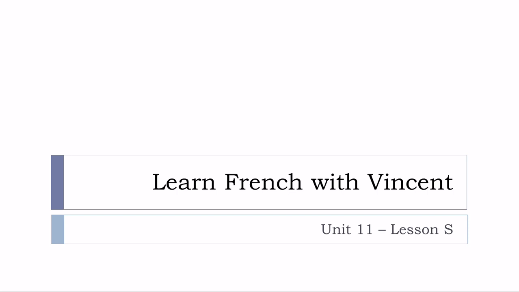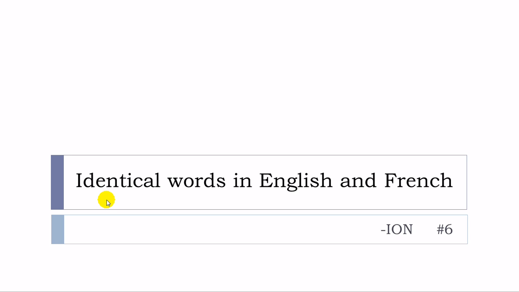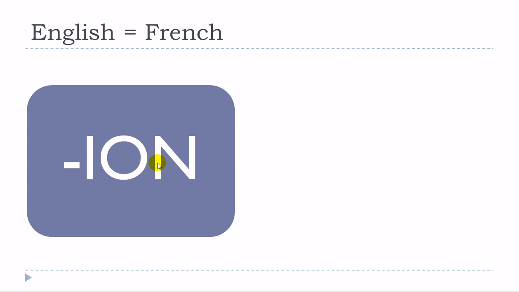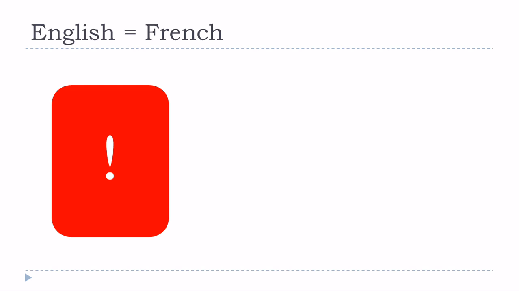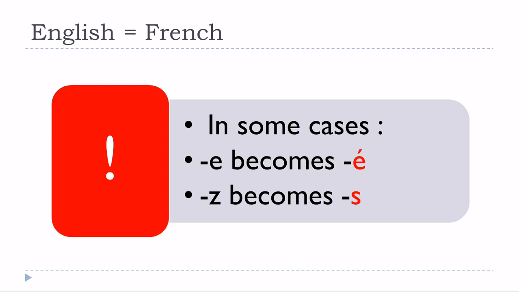This is Unité 11, Leçon S. And in this lesson, we'll continue with this huge topic, identical words in English and French, and we'll concentrate on the words ending with E-O-N, okay? And remember that the main thing with these E-O-N words in English is that they must exist, of course, in French, because it's not the case for all the E-O-N words in English. And then, in some cases, we'll have some modifications in the writing in French, okay? So let's continue with 50 new words.